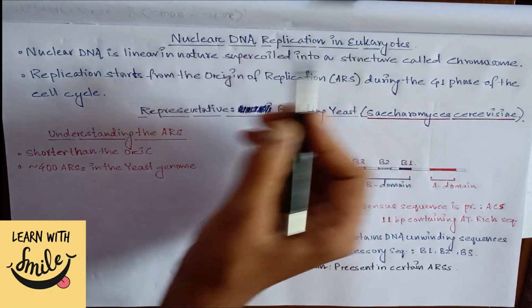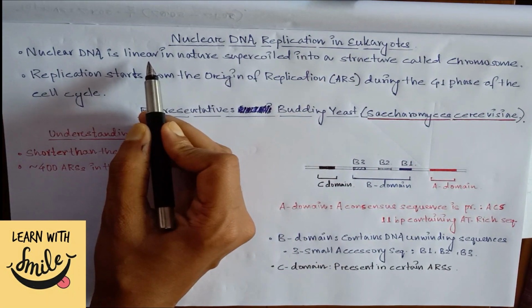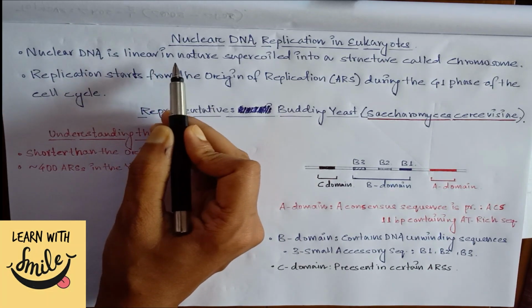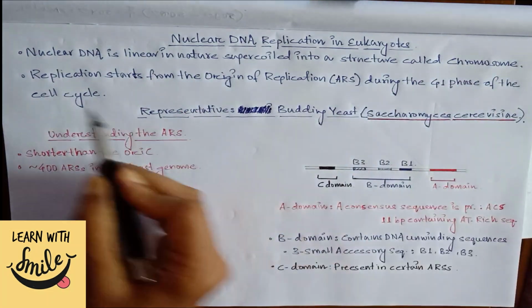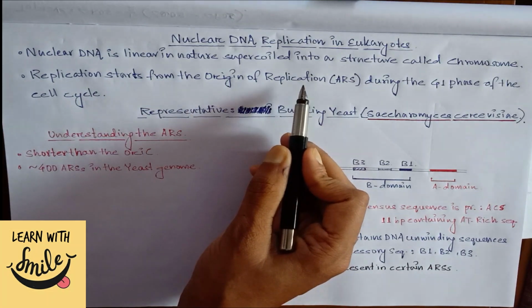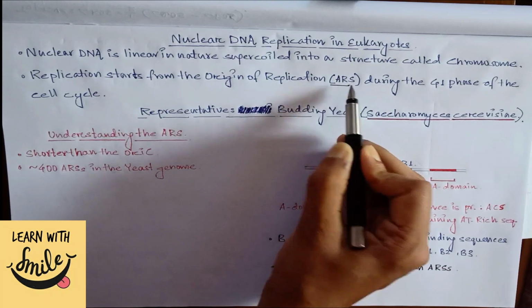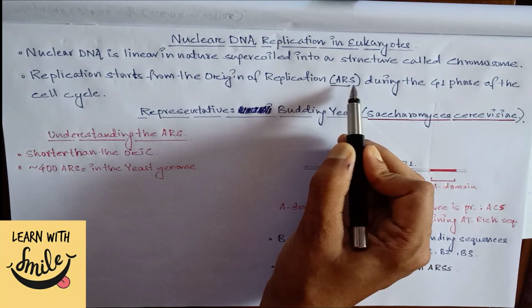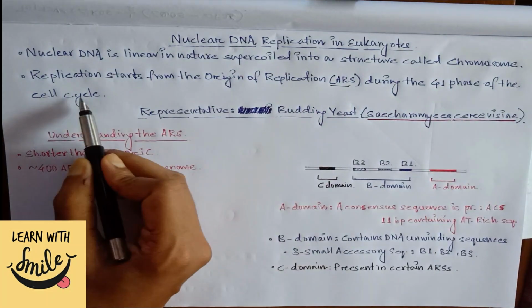Starting with it, we need to understand that the nuclear DNA is linear in nature, which supercoils itself into a structure which is known as the chromosome. Now, the replication starts from the origin of replication, which in case of eukaryotes is known as the ARS, or the autonomously replicating sequences. And this replication starts during the G1 phase of the cell cycle.